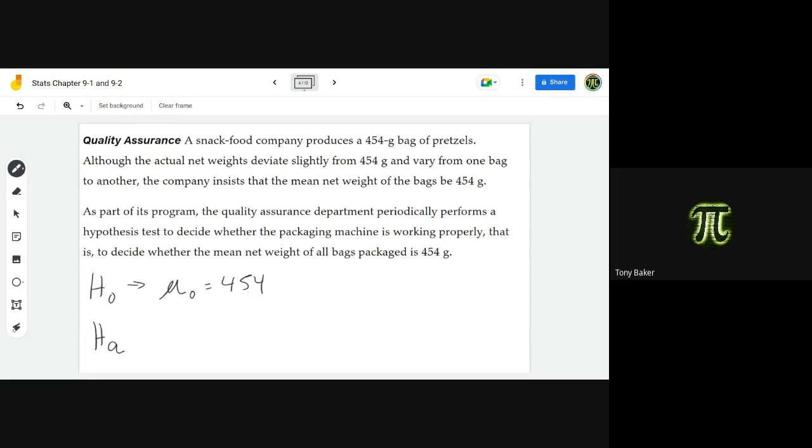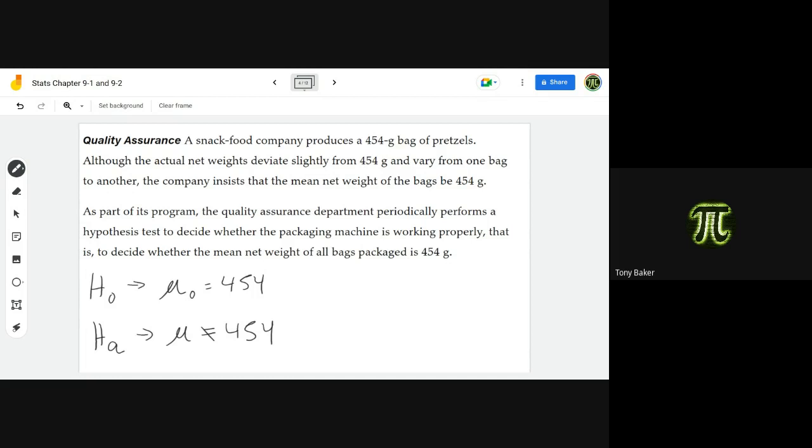What is my alternate hypothesis? That it is not the same, so that my mean does not equal 454. Okay. Above or below, I don't care. My machine's supposed to do 454, and if it's not doing that, in either direction, it's incorrect.